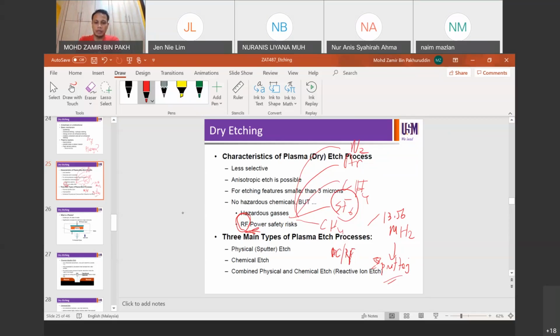So in our case, it's either DC or RF. DC is normally used for metal deposition. RF is normally used for oxide, nitride, carbide, or other dielectric deposition, or even etching. Right, three types of plasma etch process. It can be either a physical sputter etch or chemical etch, or a combination of both.